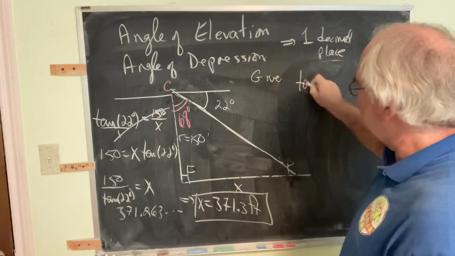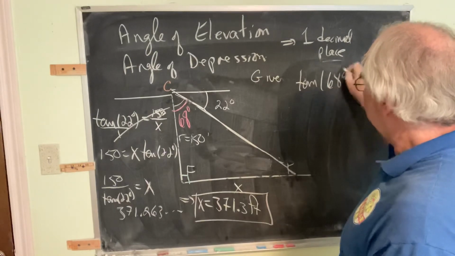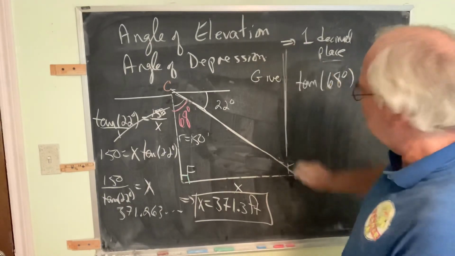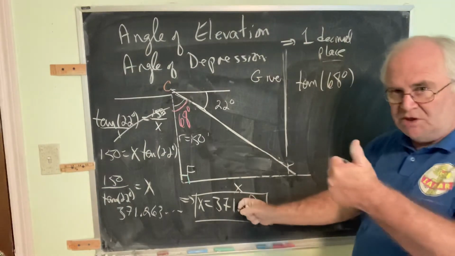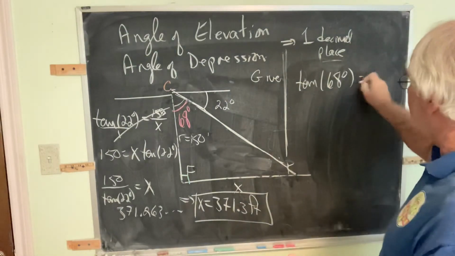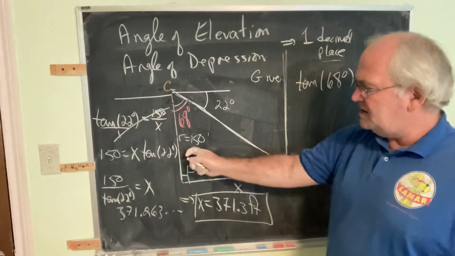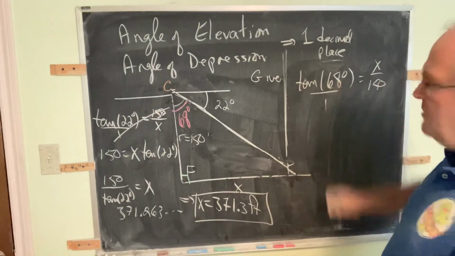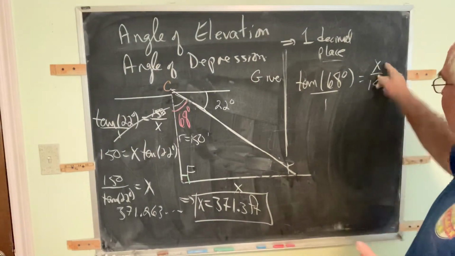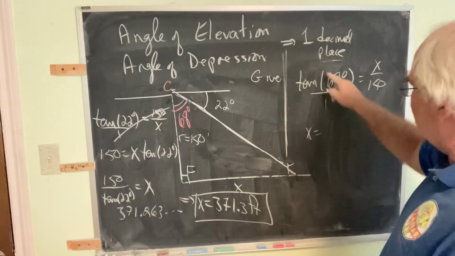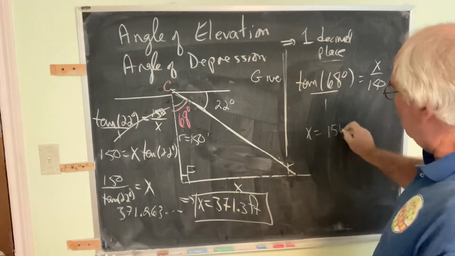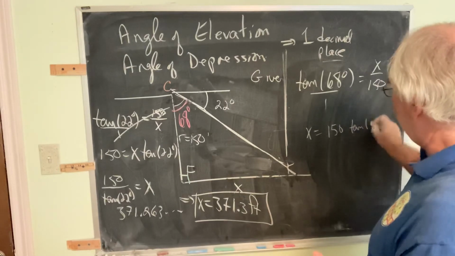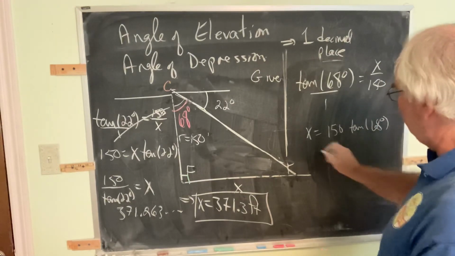If we had done that, again, 1 decimal place, we would say tangent of 68 is equal to opposite, which is what we desire, over adjacent, which is the 150. Cross multiply, set them equal, and solve. Cross multiply: x is equal to 150 times tangent of 68 degrees.